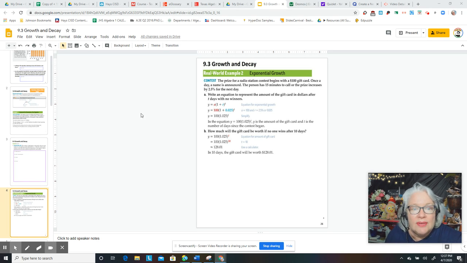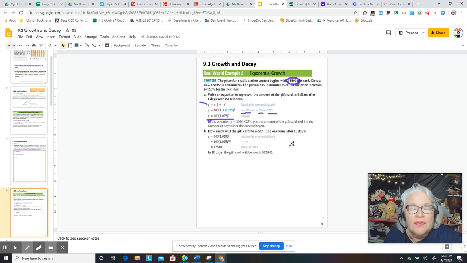So they told you right there it's a growth, it's increasing. Ask yourself, is it going up or down? This one is going up. You start with the formula. Then, what's the initial amount? $100. What's it going up by? 2.5%. We write that as a decimal. So there you go. Here is the equation you're going to use. Y is the amount of the gift card, and t is the number of days since the contest begins.